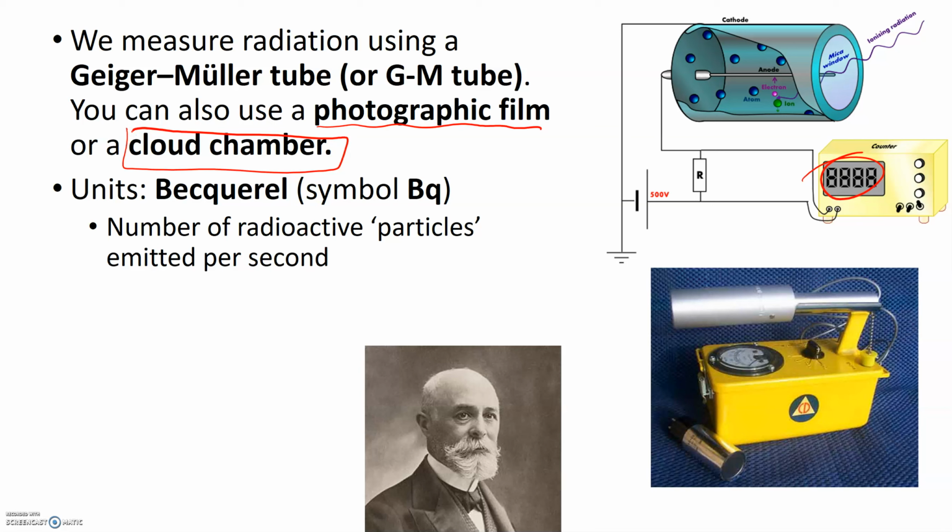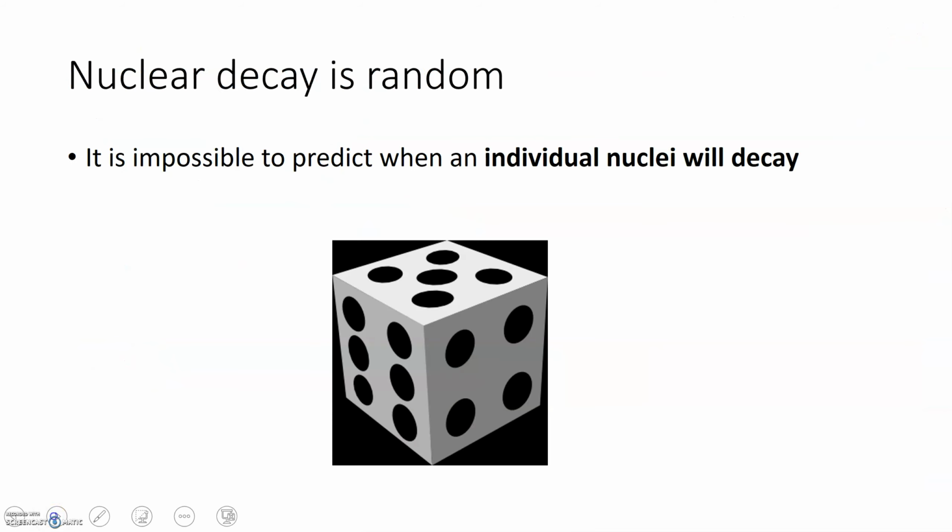Units for radiation are often measured in becquerels, symbol Bq, and that's basically the number of radioactive particles you detect or emitted per second. So 2 becquerels would mean that we're getting 2 radioactive particles per second. Might be alpha, might be beta, might be gamma.